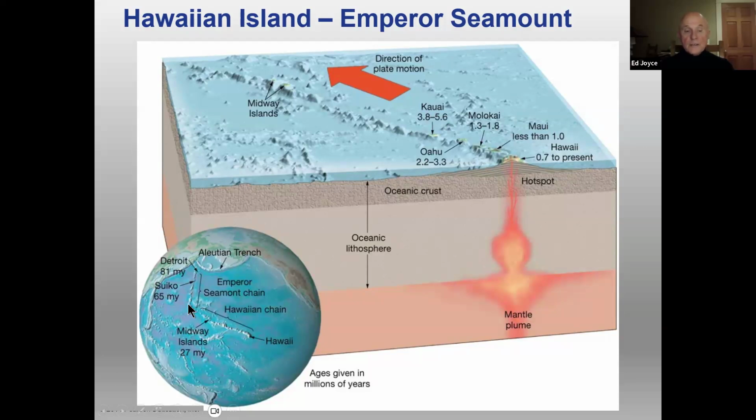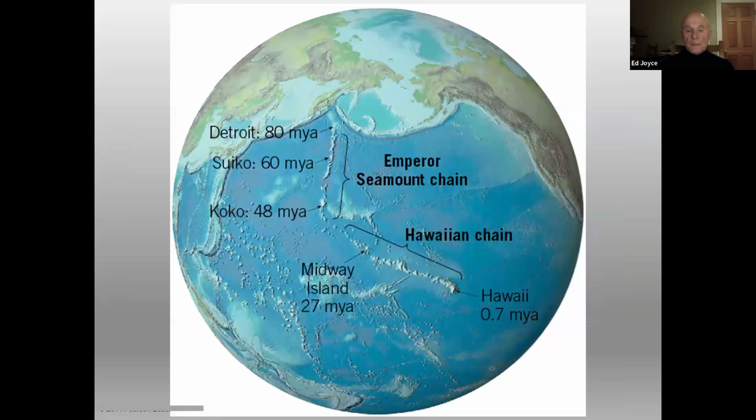So really an interesting feature, and this couldn't have been explained without the knowledge, without the theory of plate tectonics. And here's a close-up of what I just said. So Hawaii is active. There's a Hawaiian chain. Those islands used to be over the hot spot, but they moved away. And then, like 48 million years ago, there's evidence of a major shift in plate motion, creating the Emperor Seamount chain.